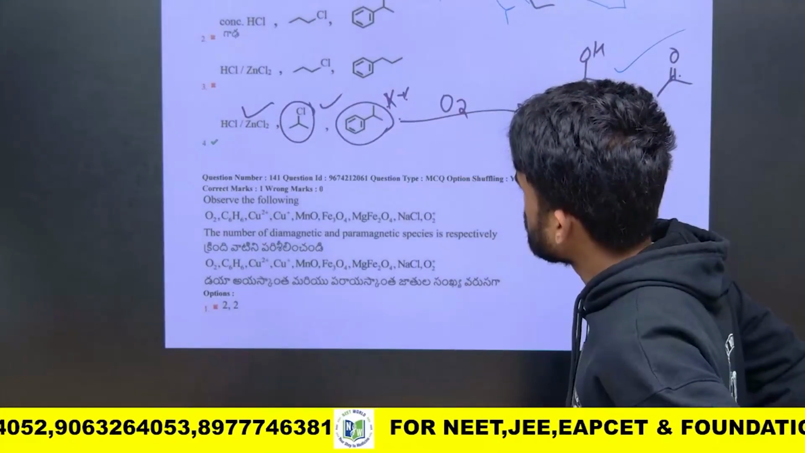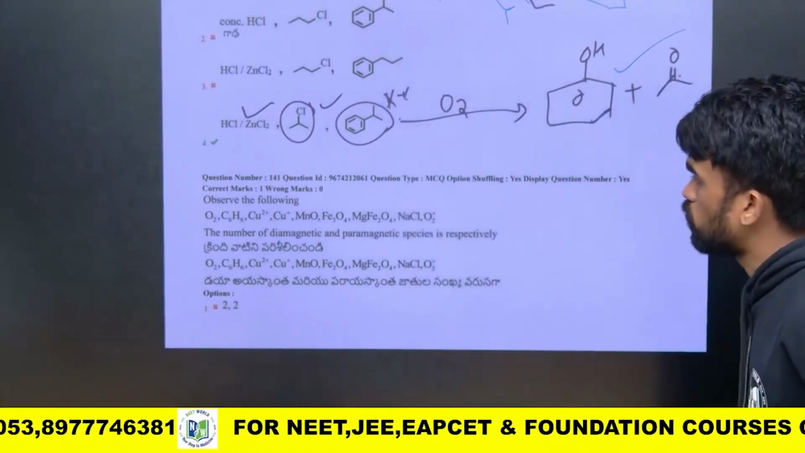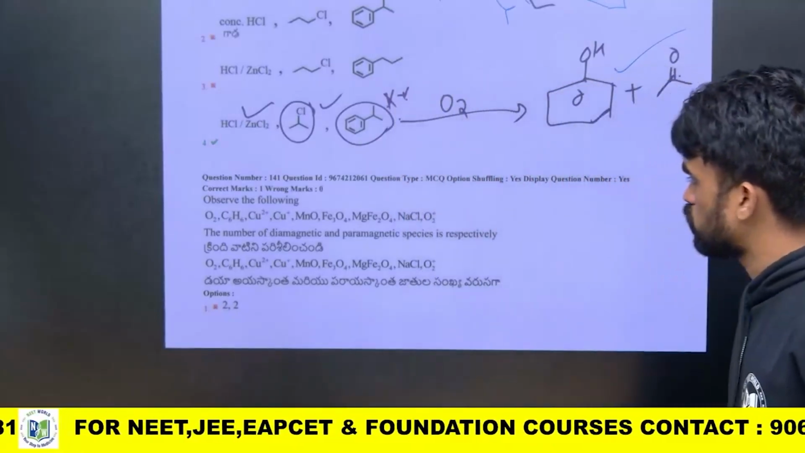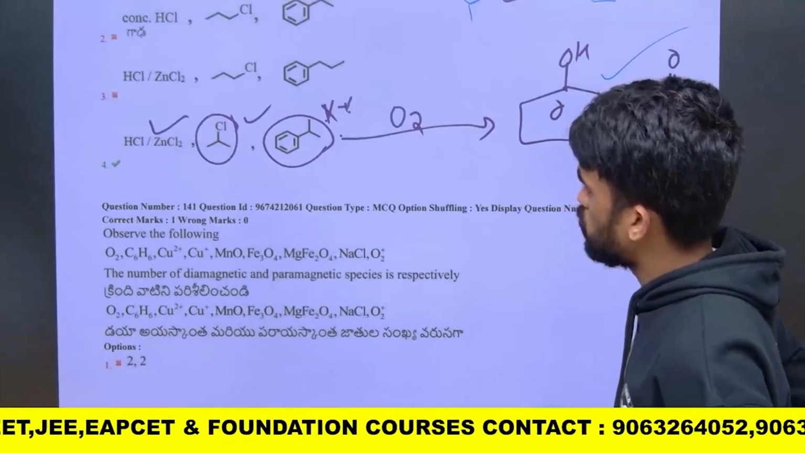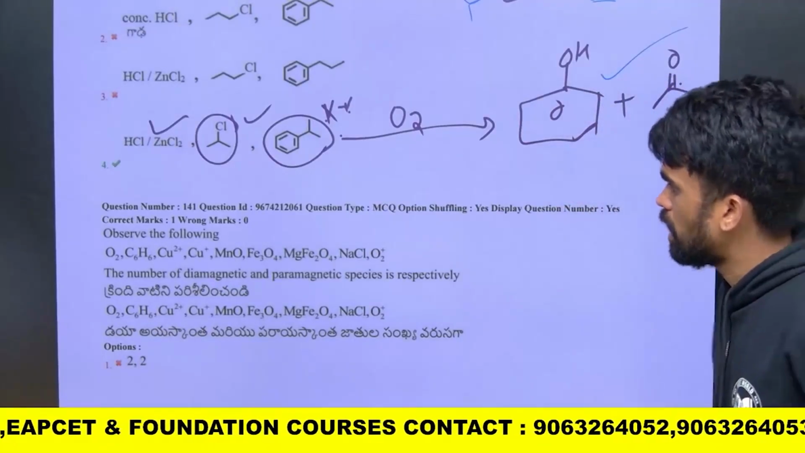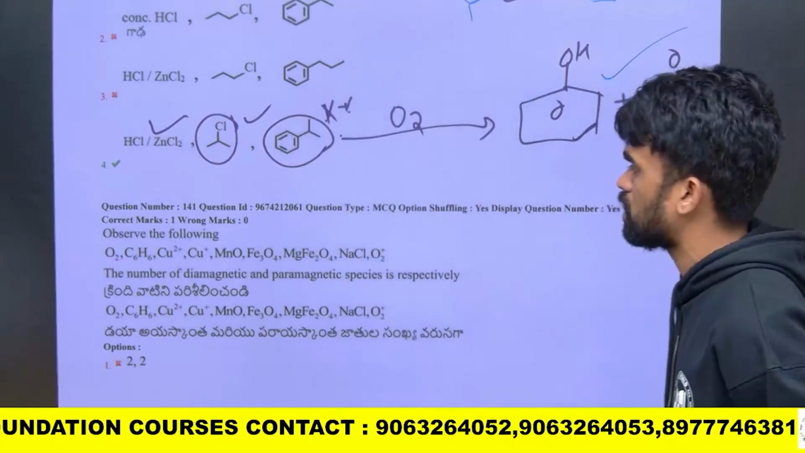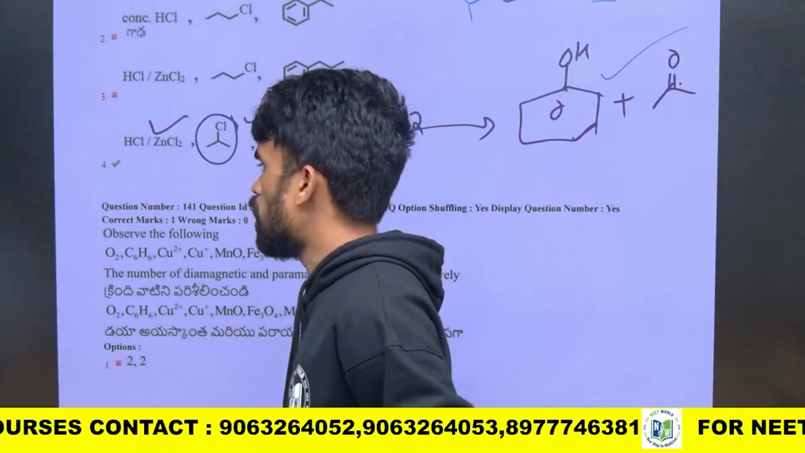Okay, then next, 141 here we have. Observe the following. The number of diamagnetic and paramagnetic species is respectively. If you observe this, let us discuss paramagnetic and diamagnetic species first. Paramagnetic means they should contain some unpaired electrons, at least one unpaired electron. Diamagnetic means no unpaired electrons.